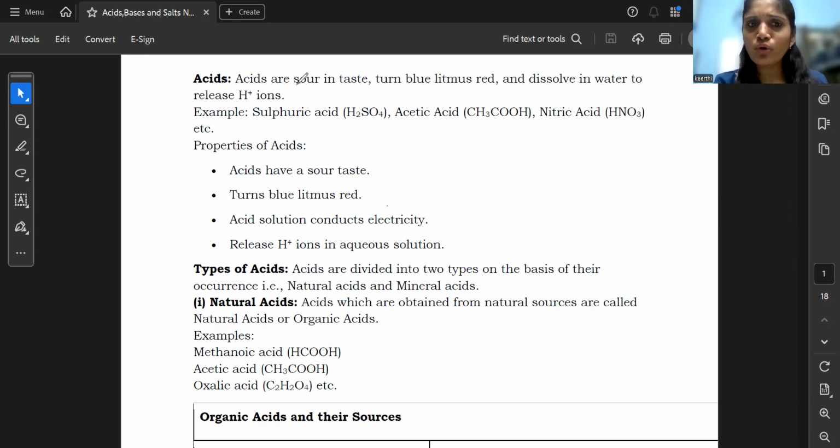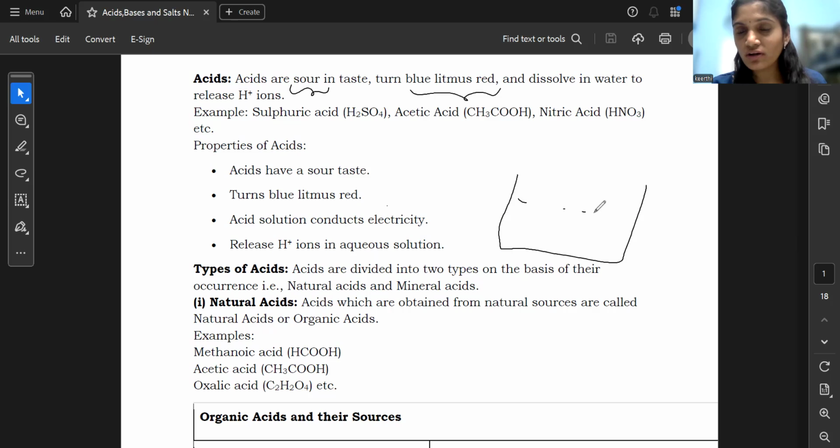Now you people already know that acids are sour in taste, they turn blue litmus paper into red, and they dissolve in water to release H plus ions. We'll quickly see what happens here. I have water here. Now when I take an acid, you can take any acid, let me take HCl here. When I dissolve the acid into water, what does the acid release? It releases H plus ions into the water.